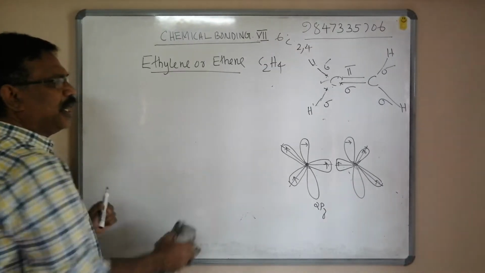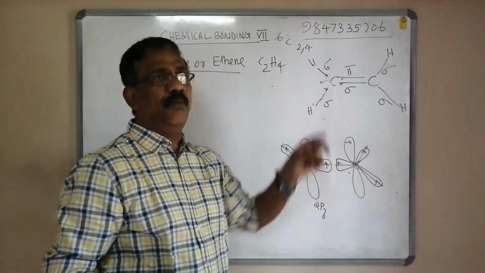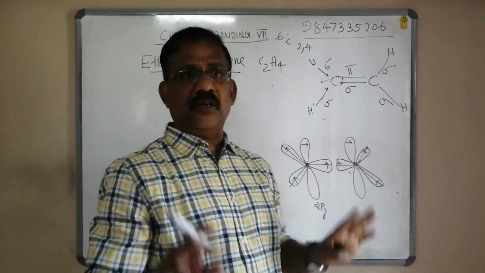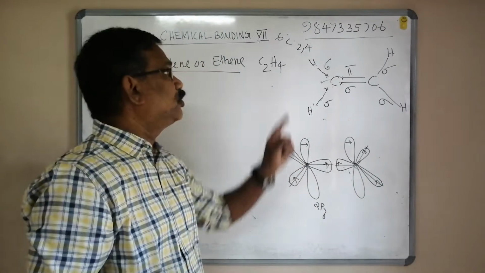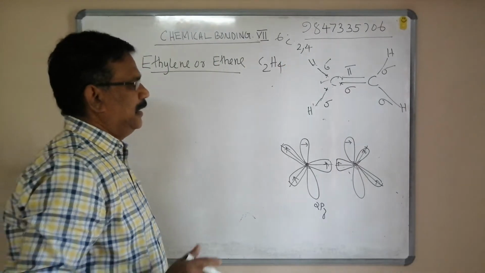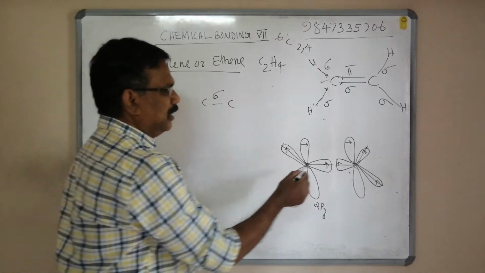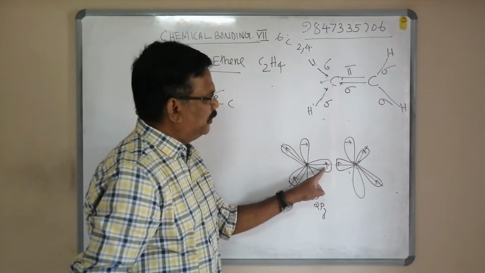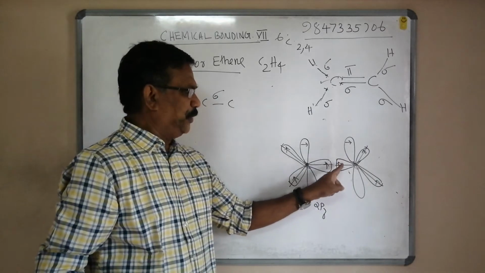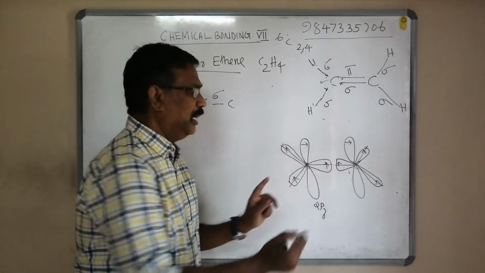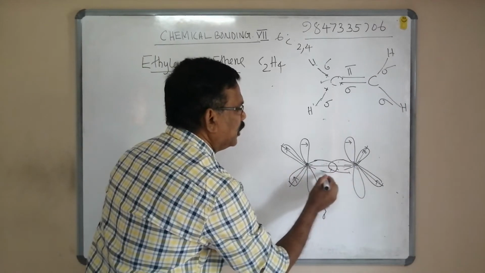Bond formation, covalent bond formation. First, the carbon-carbon sigma bond. A pi bond is formed only after the formation of the sigma bond. So far we discussed that in the first class, chemical bonding part 1. This is part 7. The carbon-carbon sigma bond is formed by the head-to-head overlap between the sp2 hybrid orbital of the first carbon with the sp2 hybrid orbital of the second carbon. So the sigma bond is formed like this.